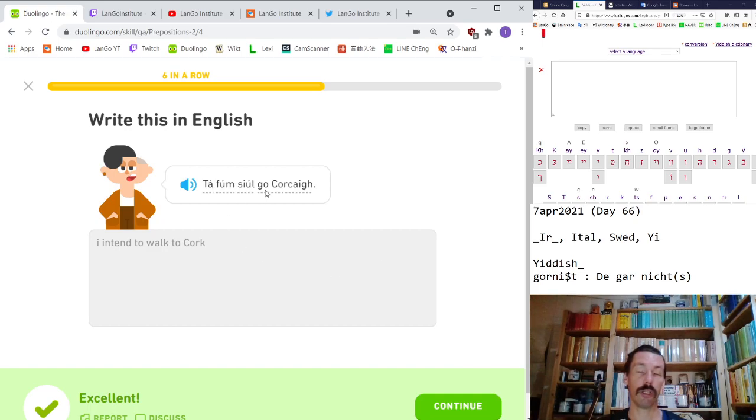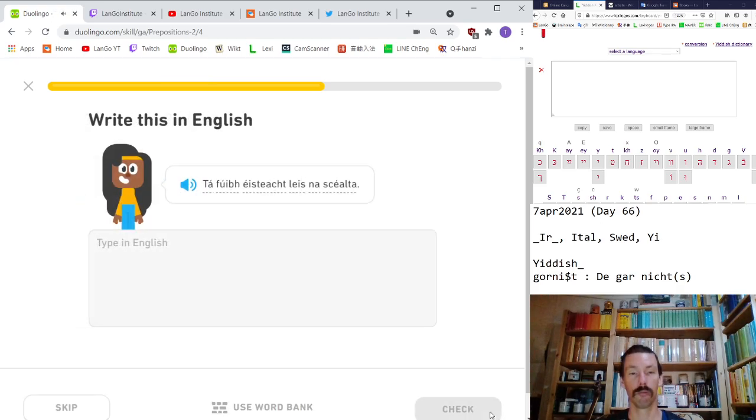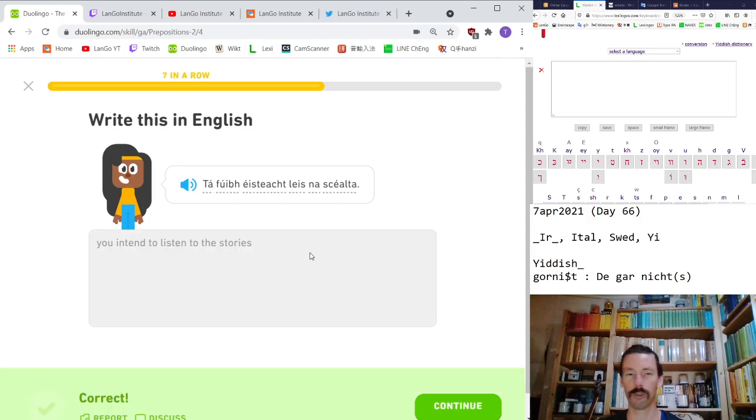I wonder what the ancestral form was. We don't see mutation in the place name here. Tá fút éisteacht leis na scéalta. There is, this is you must, right? You intend to. It is under you. Éisteacht leis na scéalta: listen to the stories. Is plural. Scéal singular. See quite a diversity in the plural suffixes in Irish.